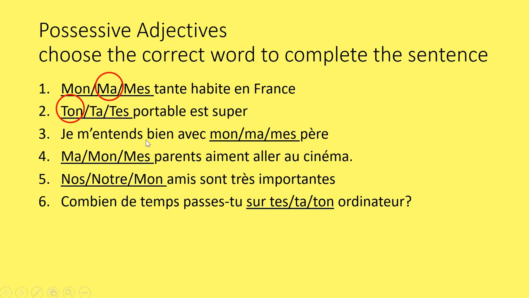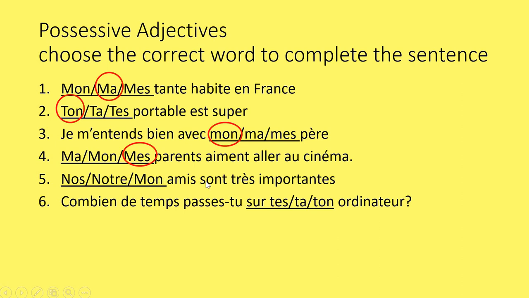Je m'entends bien avec, hopefully you remember this is I get on well with. Dad is masculine, therefore mon père. We've got two people here. My parents, we have the they ending of like, look with the NT, so it's got to be mes. Mes parents aiment aller au cinéma. My parents like going to the cinema. And look, whenever we have two verbs next to each other in French, the second is in the infinitive, but never the first. We've got the they spelling of like to go with parents, so parents like, and then to go. I have to have the infinitive there.